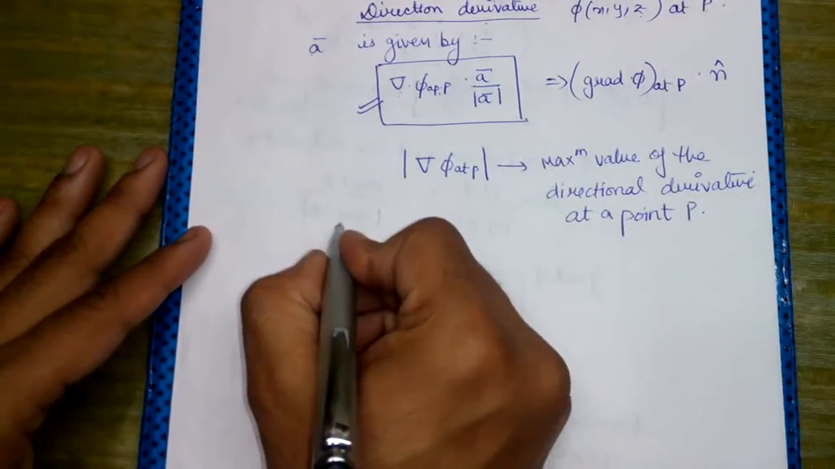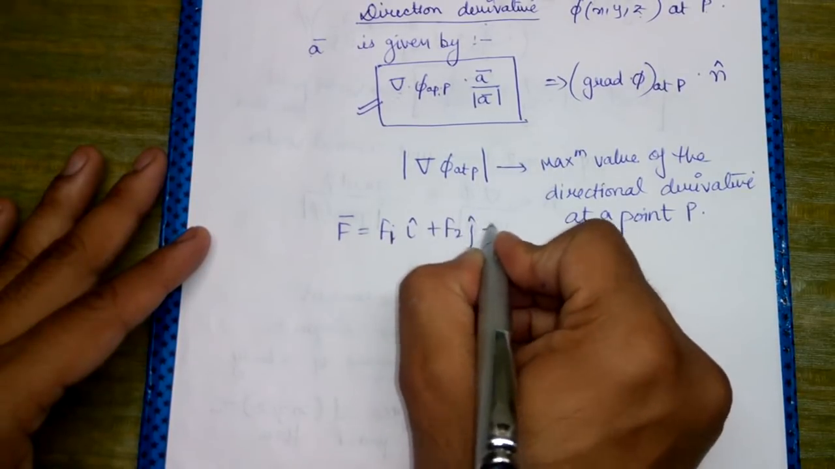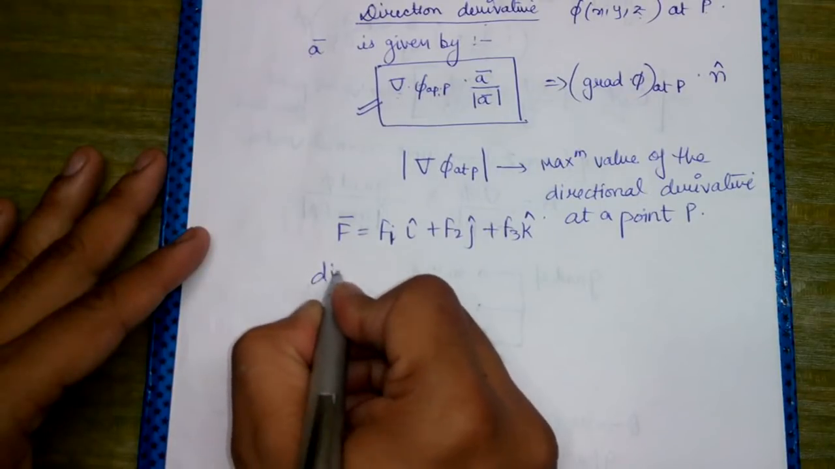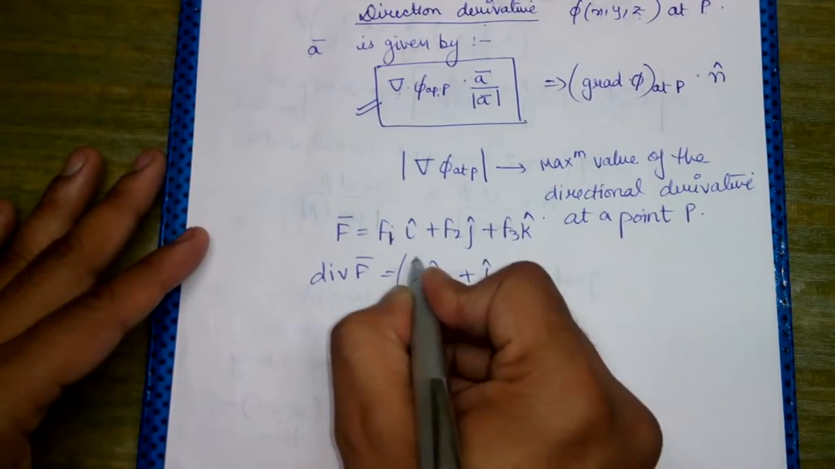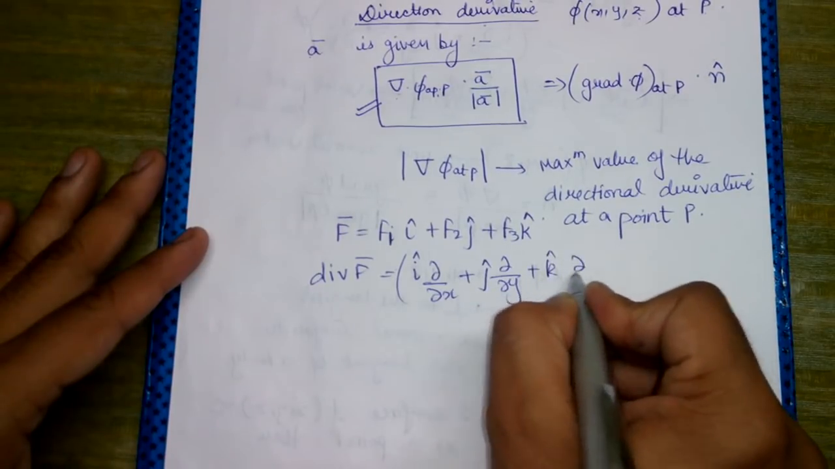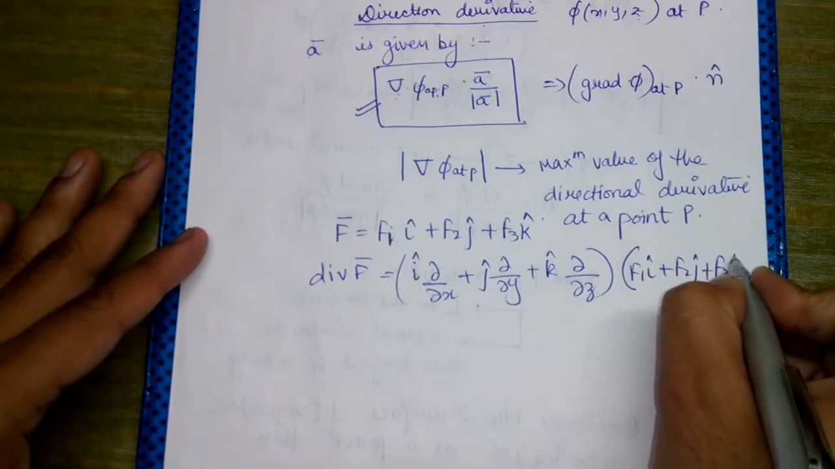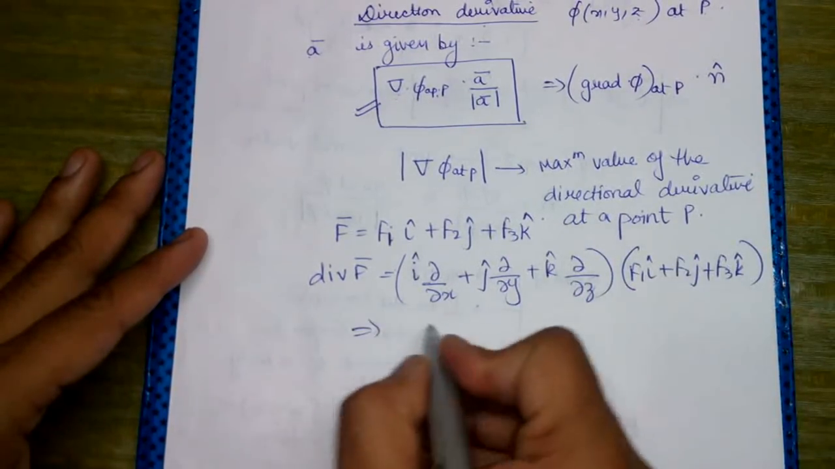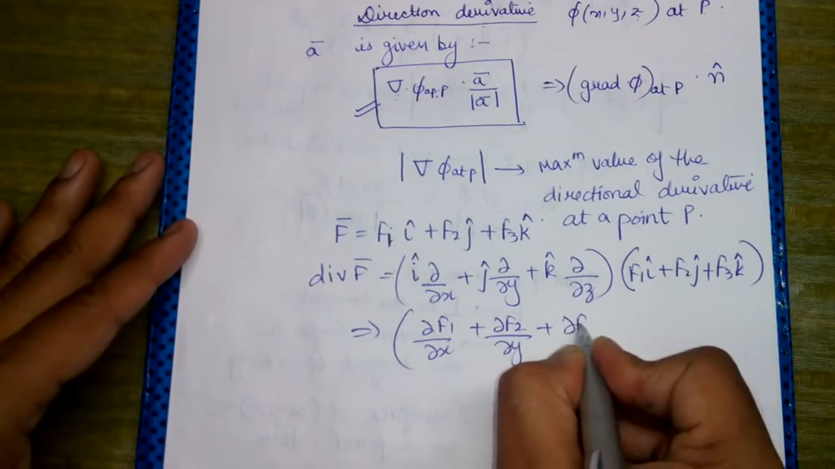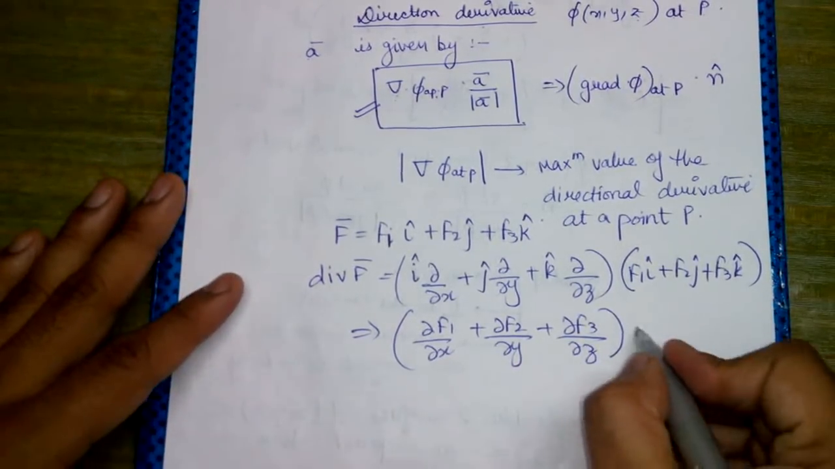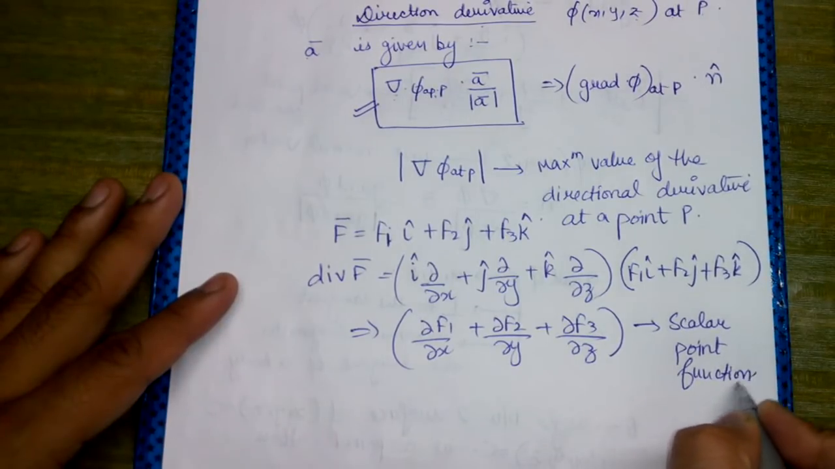And for example, if we have been given a vector f such that f1 i cap plus f2 j cap plus f3 k cap, and we have to find out the divergence of f, then it would be simply written as i cap into del by del x plus j cap into del by del y plus k cap into del by del z dotted with f1 i cap plus f2 j cap plus f3 k cap. Now we will take a dot, and after solving we will get del by del x of f1 plus del f2 by del y plus del f3 by del z. So this is nothing but the scalar point function.